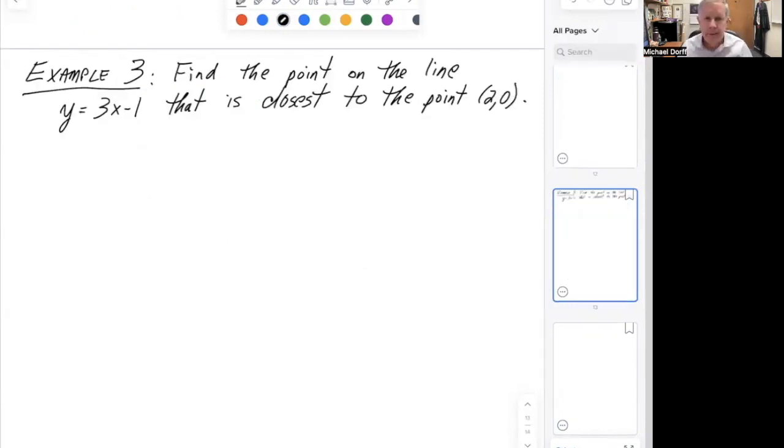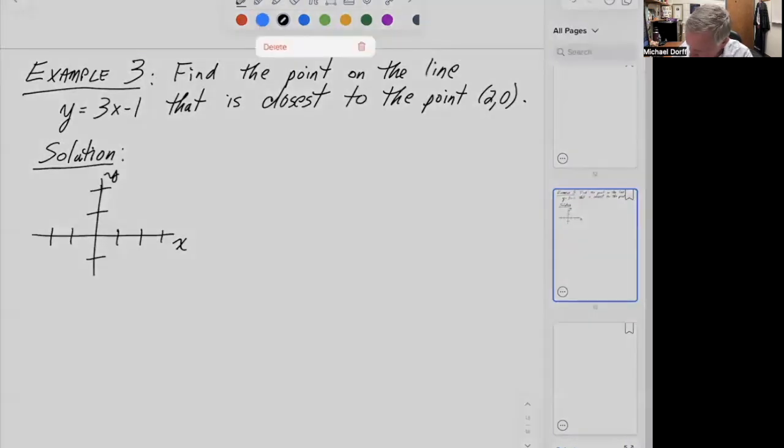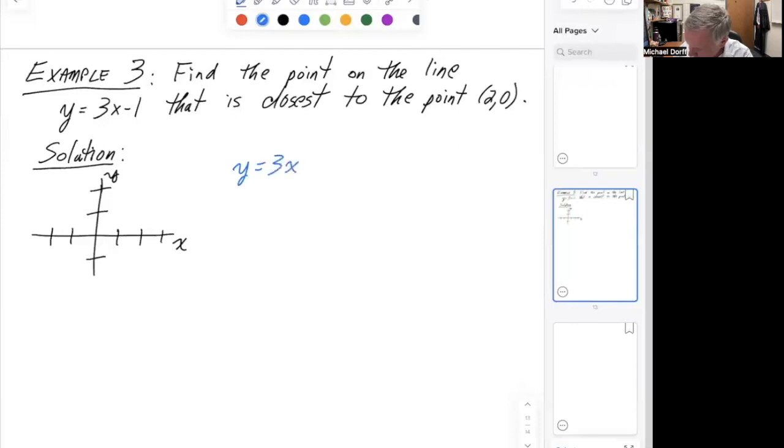Let's look at a third example. Here we're supposed to find the point on the line y equals 3x minus 1 that's closest to the point 2, 0. So let's draw a diagram, a picture, to help us understand what's happening here. All right, so I'm going to put in some point values here. This is my x-axis. This is my y-axis here. I've got the graph y, or the line y equals 3x minus 1.